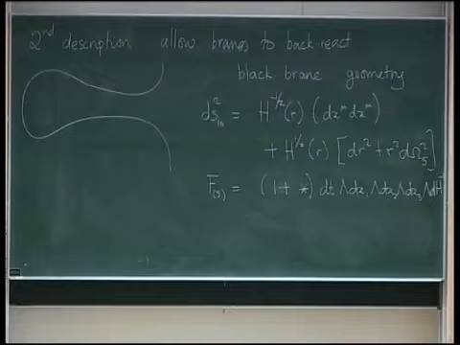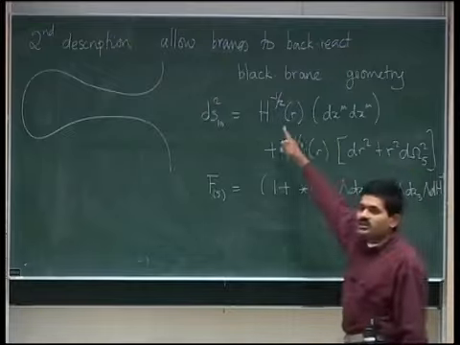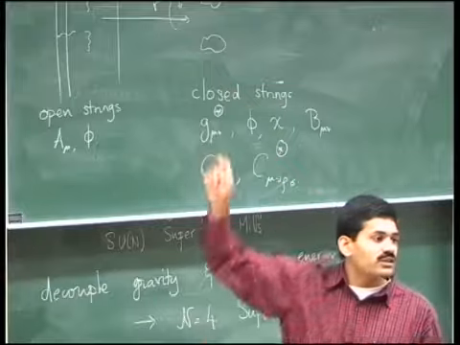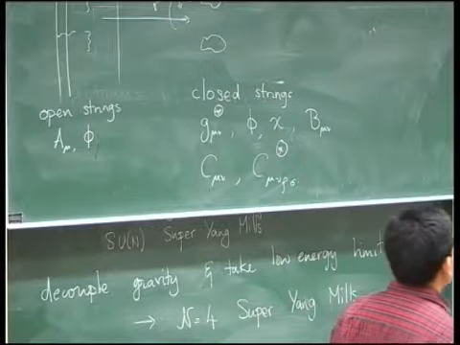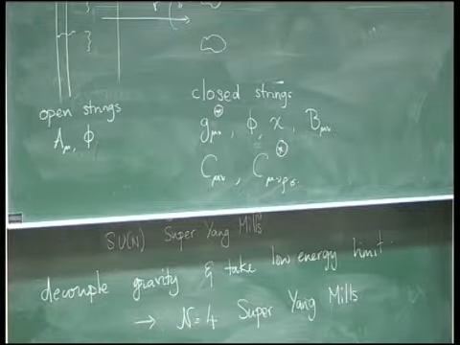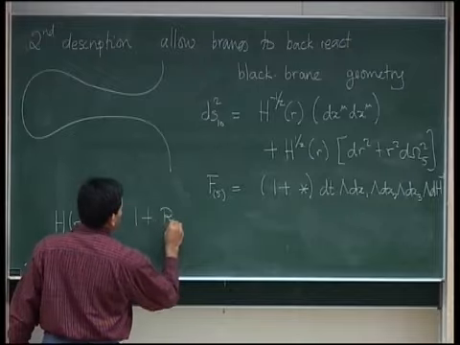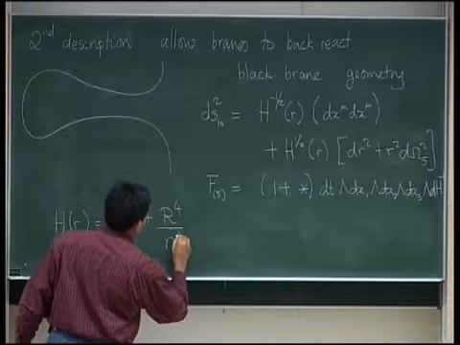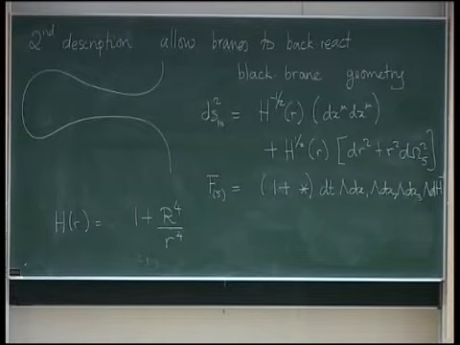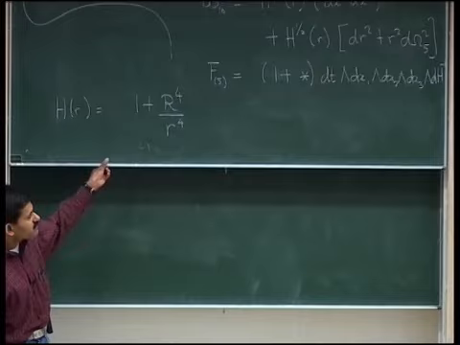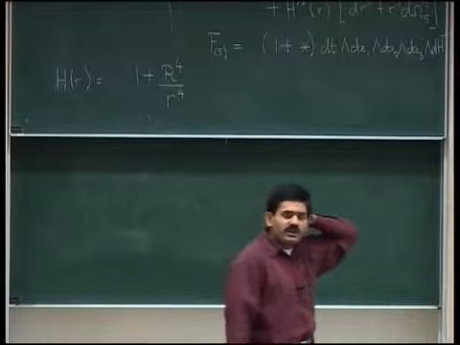In fact, it's a very simple geometry. It's prescribed by one function of the transverse radial coordinate to the D3 branes. And this one function, in fact, is a harmonic function in 6 dimensions. And there's just one parameter R, which we'll see momentarily is related to the number of 3-branes. So how should you think of this geometry?